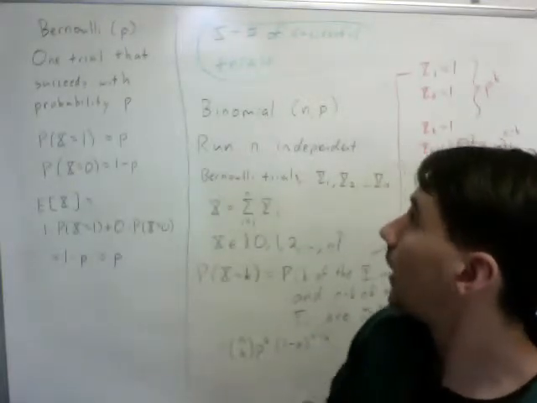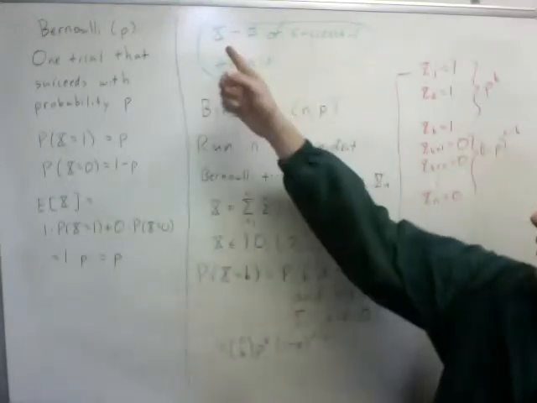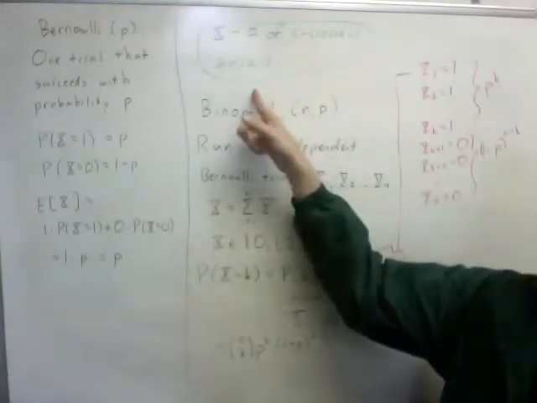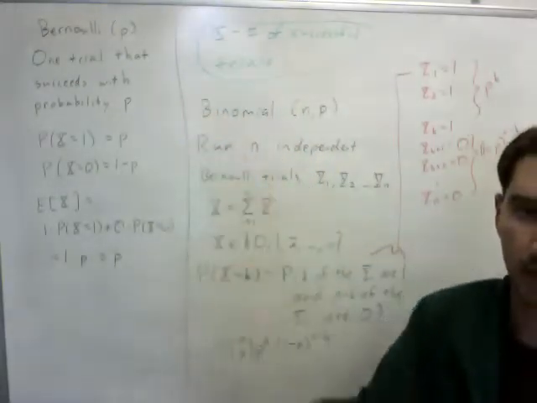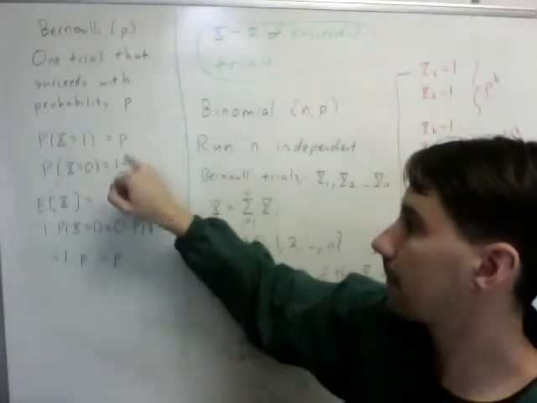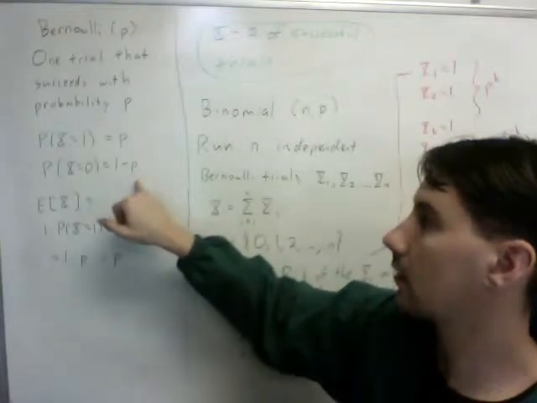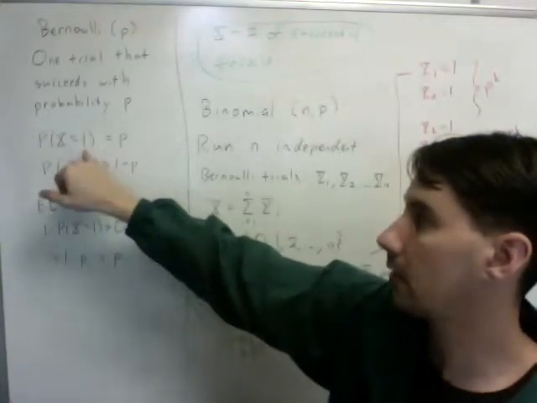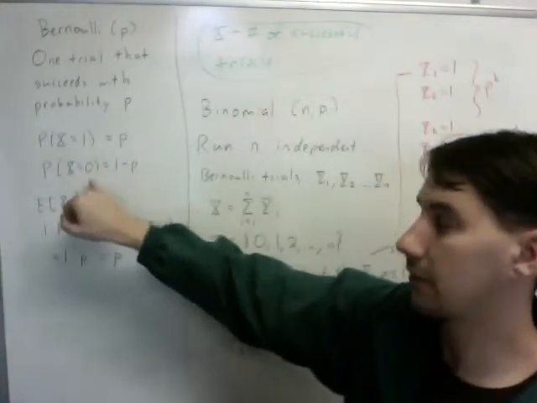And so, as I have written here in the green, x always represents the number of successful trials. In the Bernoulli case, we have one trial. So that trial succeeds with probability p, and it fails with probability 1 minus p. So it's probability p that we have one success, and 1 minus p is that we have 0 successes.